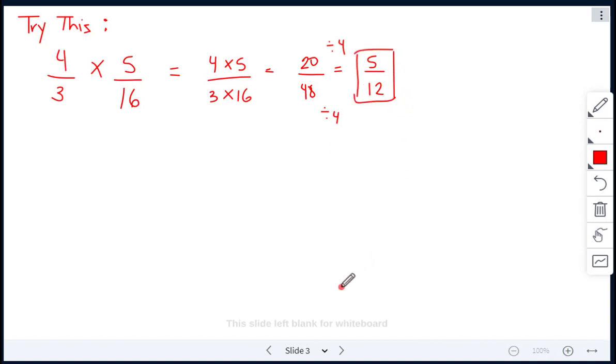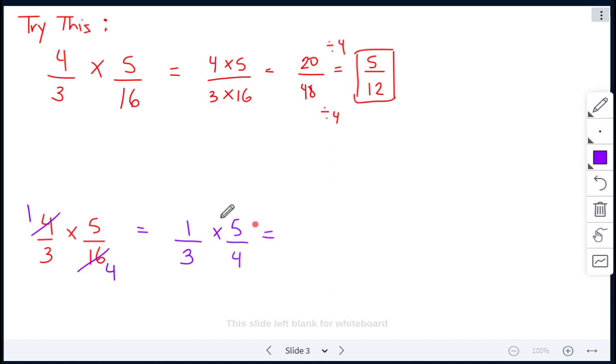Now you could have done it the other method, which is to reduce first. And so 4 over 3 we can't reduce. 5 over 16 we can't reduce, but we can reduce diagonally. We can reduce the 4 and 16 diagonally. The greatest common factor of 4 and 16 is 4. So 4 divided by 4 is 1. 16 divided by 4 is 4. So that gives our new fraction of 1 over 3 times 5 over 4.